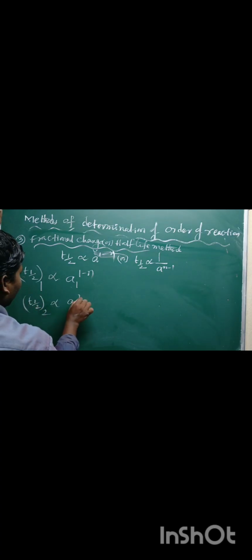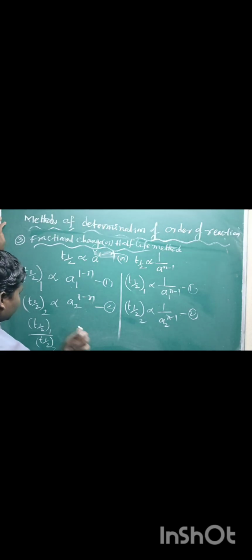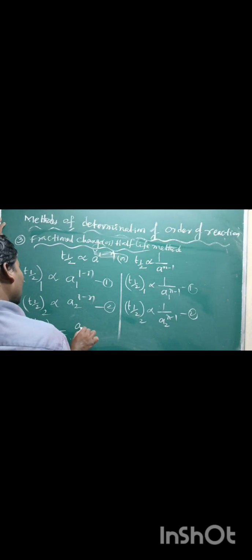Now if you take T half 1, it is directly proportional to a1 power 1 minus n, and T half 2 is directly proportional to a2 power 1 minus n. This is equation 1 and equation 2. Or, if you take it this way, T half 1 is inversely proportional to a1 power n minus 1, and T half 2 is inversely proportional to a2 power n minus 1. Dividing equation 1 and 2, we get T half 1 by T half 2 is equal to a2 by a1 power n minus 1.